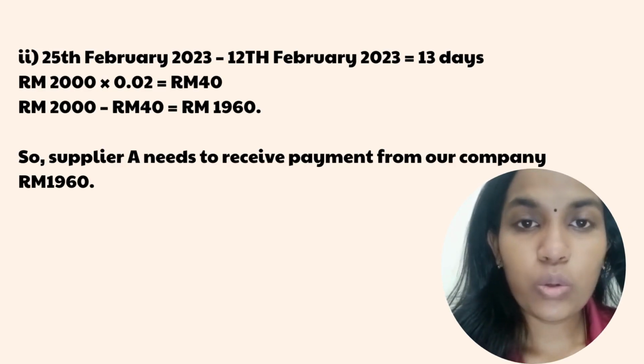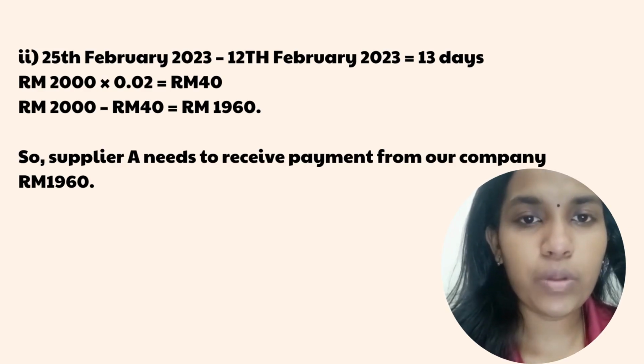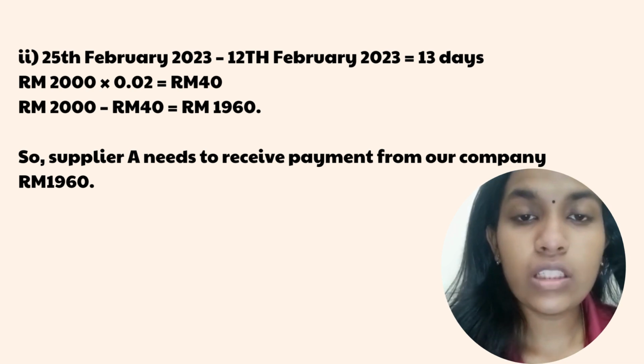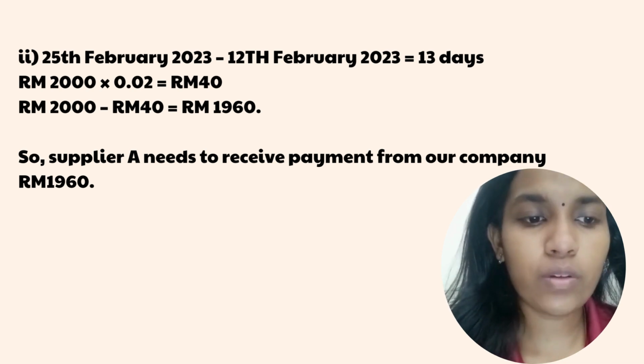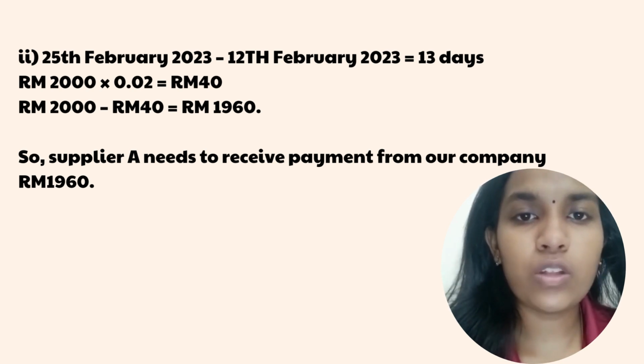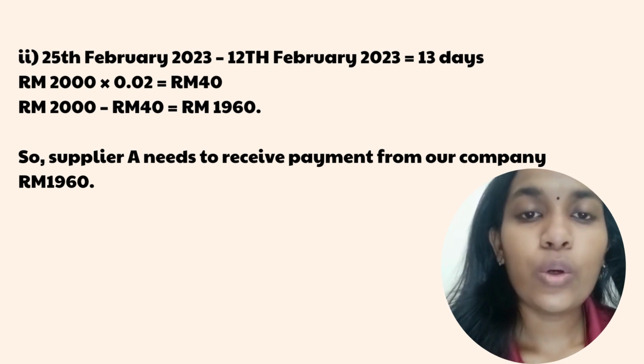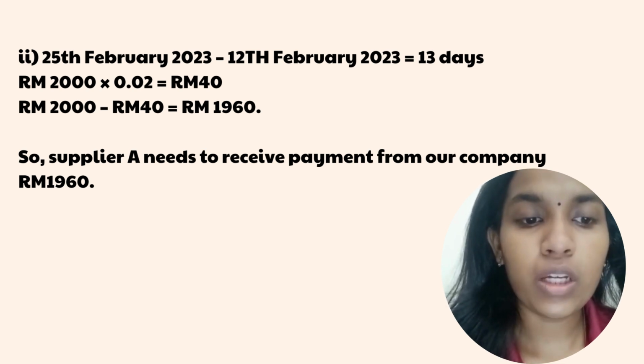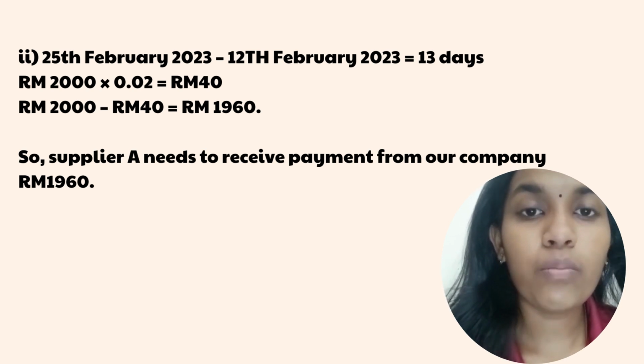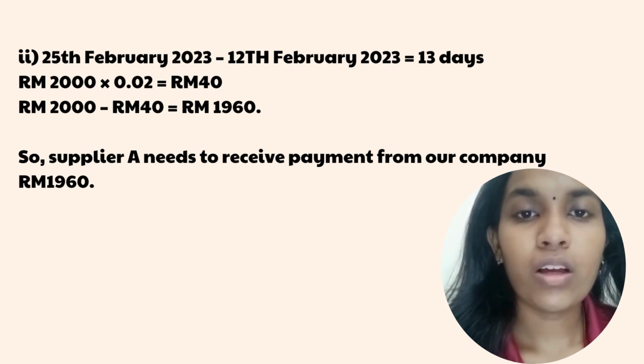The same method goes for question B, which is 25th February 2023. There are 13 days from 12th February to 25th February. According to the terms, there is 2% for 15 days. So we have to calculate 2000 ringgit multiplied by 0.02. That will get 40 ringgit. So RM 2000 minus 40 will be 1960. So supplier A needs to receive a payment from our company of RM 1960. So that's all from me.